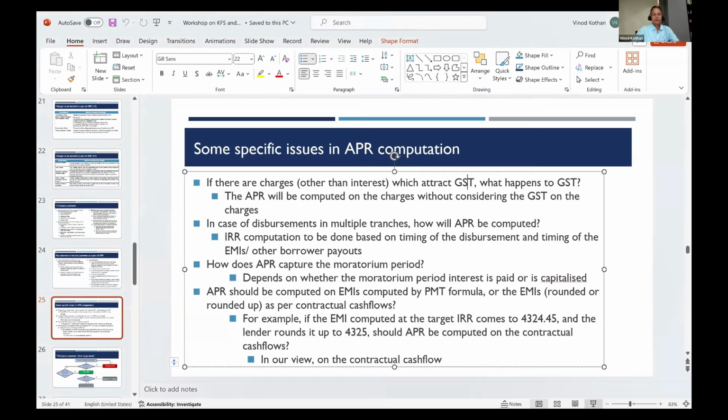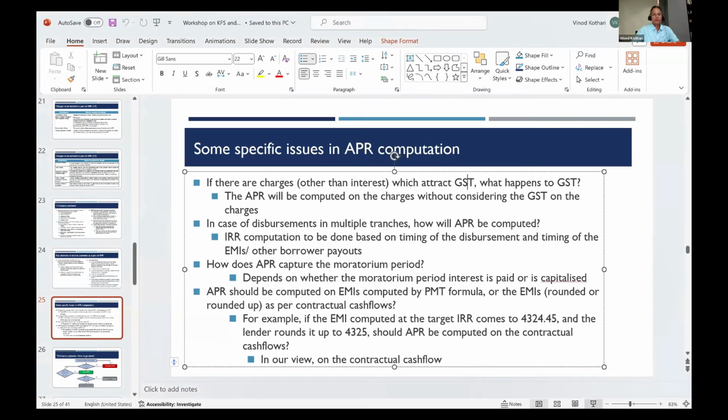RBI's computation is basing it on the fractioned amount, which is actually incorrect. Because if a contract says that you'll be paying me 4325 every month, that's the contractual cash flow. In my view, the APR should be based on the actual cash flow, not based on the fraction amount which you are anyway not charging.